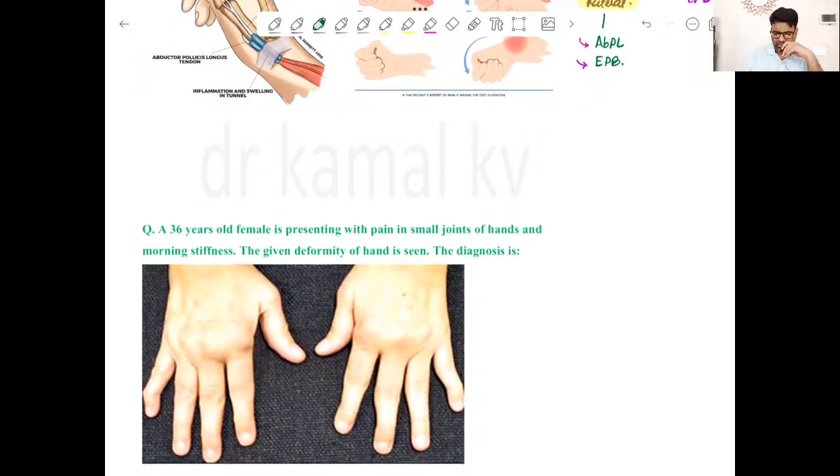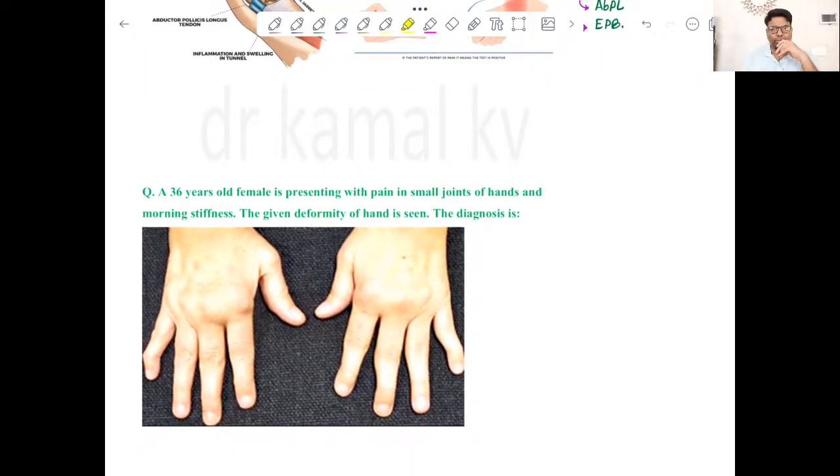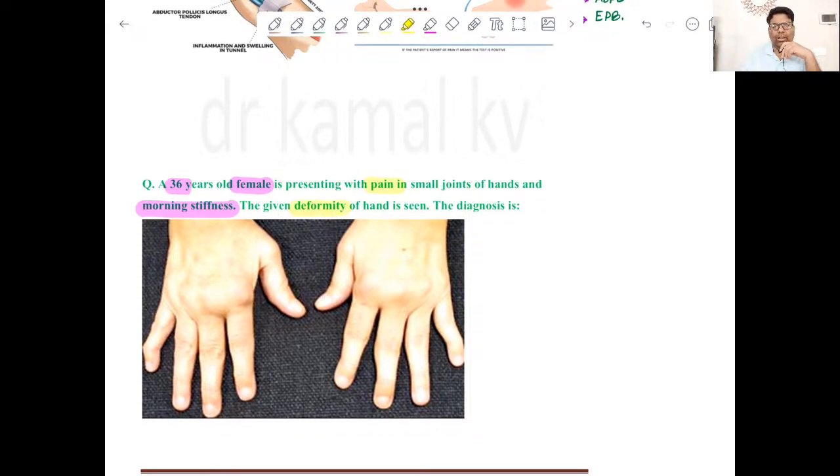Chalo, now let us move to the next question, and here a young lady, right, is having pain in small joints of the hand, and there is morning stiffness, right? And then the hands are having deformities as well.